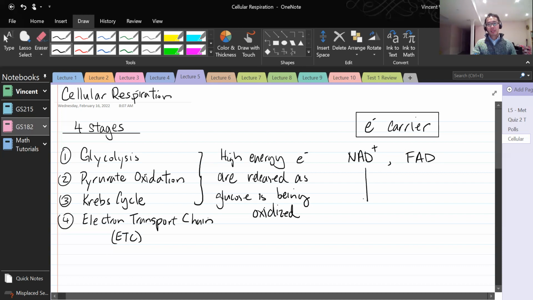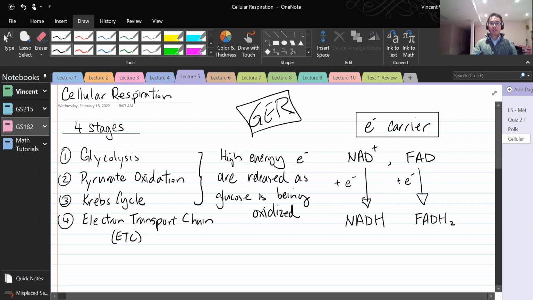And what will happen is, if you add electrons to them, and again, this is an oversimplification, all right? The actual reaction has more stuff in it, but we don't care. The NAD plus will pick up these high energy electrons, and it will get converted into NADH. Similarly, the FAD, after picking up the electrons, will become FADH2. So the NAD plus will be reduced into NADH. It's reduction because it's picking up electrons, it's gaining electrons. Gain of electron is reduction, GER, right?